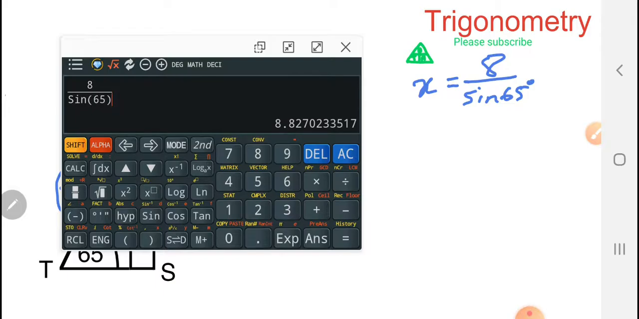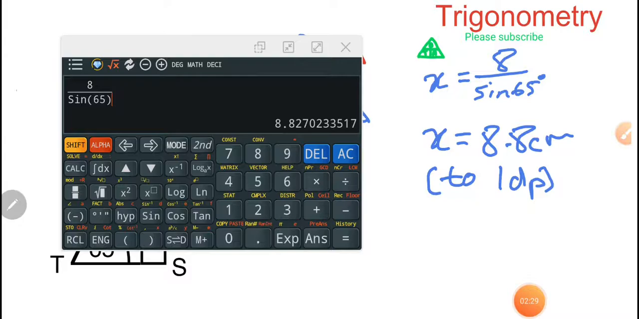But we don't have to write all of that down. We can round it to one decimal place, or if the question says 2 decimal places, that's up to the question. So it depends on the question. In this case I'm just going to round to one decimal place. So as you can see, I've rounded to one decimal place. So x is equal to 8.8 centimeters rounded to one decimal place.